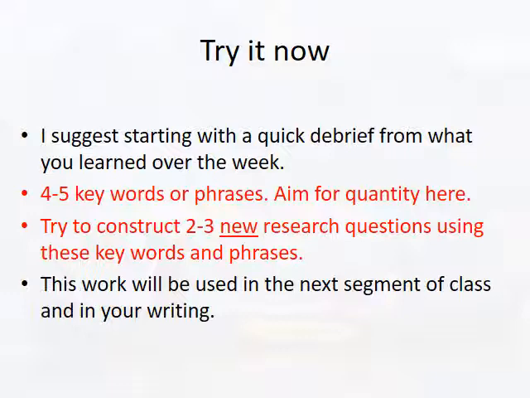So for the next part, for the try it now, I'd like for you to go into Google Scholars or even regular Google. It doesn't have to be necessarily Google Scholars. I'd like it because I think it's interesting, but I'd like for you to find 4 to 5 keywords or phrases here. And when we did the research questions in lecture 2, I told you more is more and try to aim for a higher number.